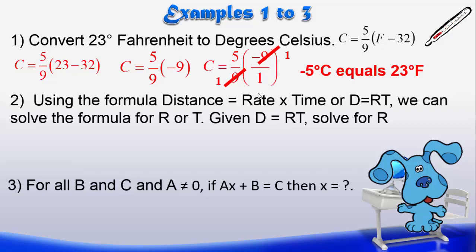Reviewing what we did on the whiteboard, we found that we had d is equal to rt, and in order to isolate r, we had to divide everything by t. We ended up canceling out the t the way we would in a regular algebraic problem, and we found that d over t is equal to r. In example number 3, we're asked, for all b and c, and a not equal to 0, if ax plus b is equal to c, then what is x? Let us go over to the whiteboard and figure this out.